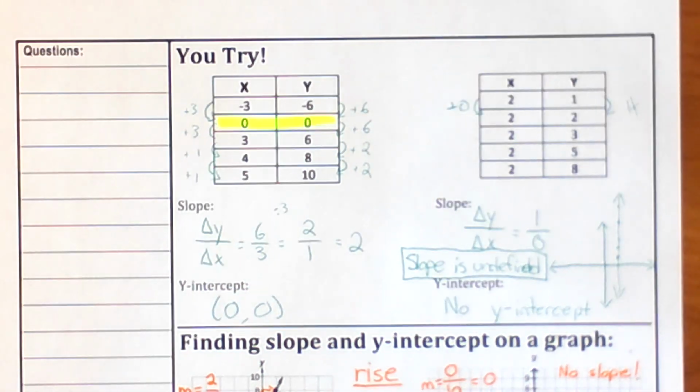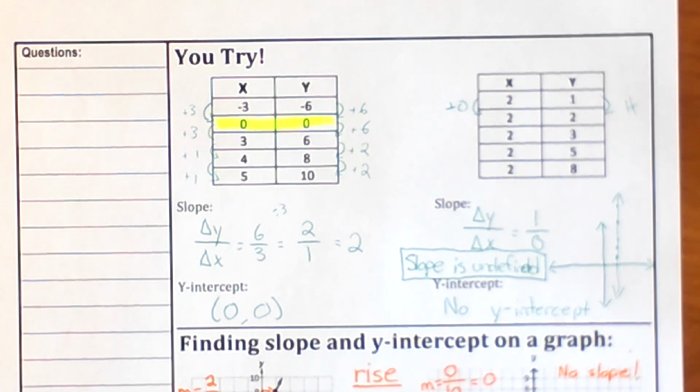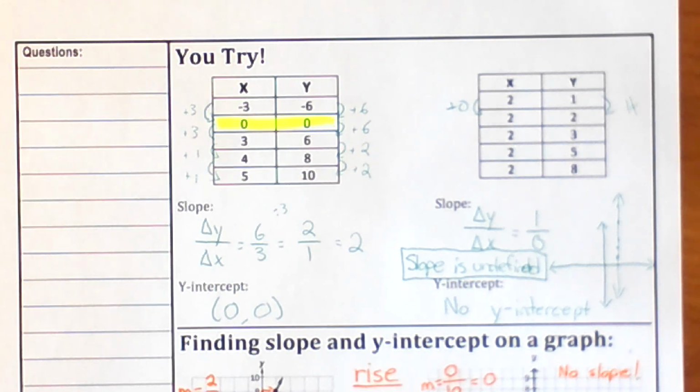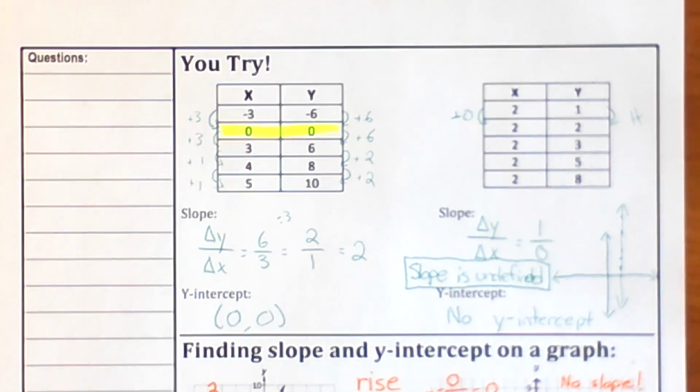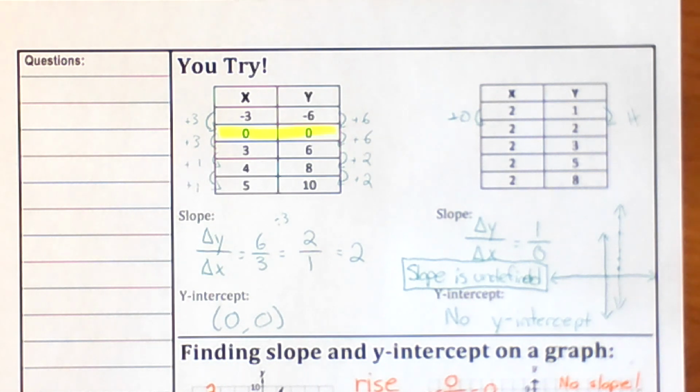Slope is undefined on that. Okay, so I'm going to show you another example of that in just a second. So let's go down to finding slope and y-intercept on a graph.